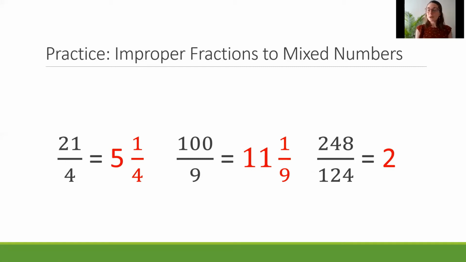Now, even if we have bigger numbers, there's nothing to fret about. We have 248/124. Well, we just have to ask ourselves, how many times does 124 go into 248? And our final answer there is just 2. There's no remainder, so we don't need to have that fraction and make it a mixed number. In this case, our final answer is a whole number.